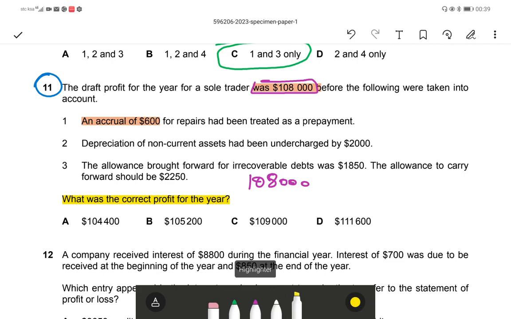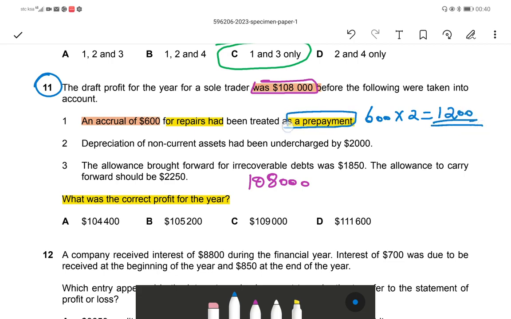So the first one: an accrual of 600 for repairs had been treated as a prepayment. An accrual should be added to the expense. Here it was not added, but treated as a prepayment, so it is a double effect. The cost has decreased, which means profit has been increased. So 600 times 2, 1,200, is the amount by which the expense was decreased. They recorded it as a prepayment, which decreased the expense, so profit was increased. So we have to correct it. We have to deduct 1,200 from profit.